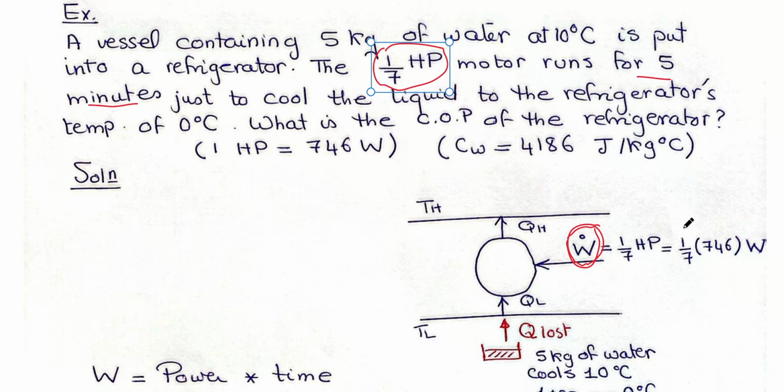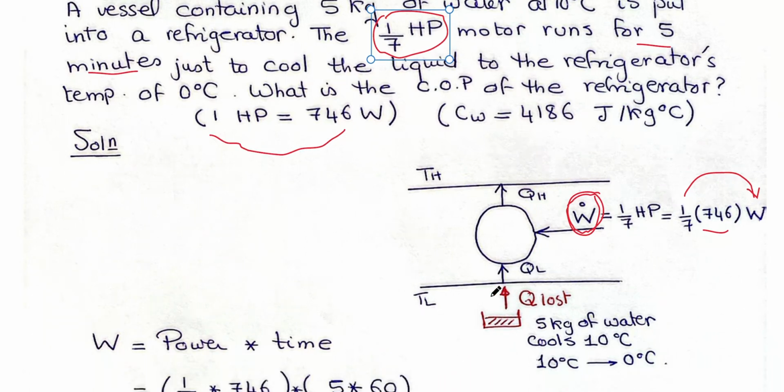1 over 7 horsepower, to convert it to watt, we multiply by 746. 1 horsepower equals 746 watt. Just to cool the liquid to the refrigerator's temperature of 0 degrees. So we have water cooling down from 10 degrees Celsius to 0 degrees Celsius when we put it in the refrigerator. So this refrigerator is absorbing or taking heat from water. This is the amount of QL. This QL is the same amount the water loses as it cools down from 10 to 0 degrees.